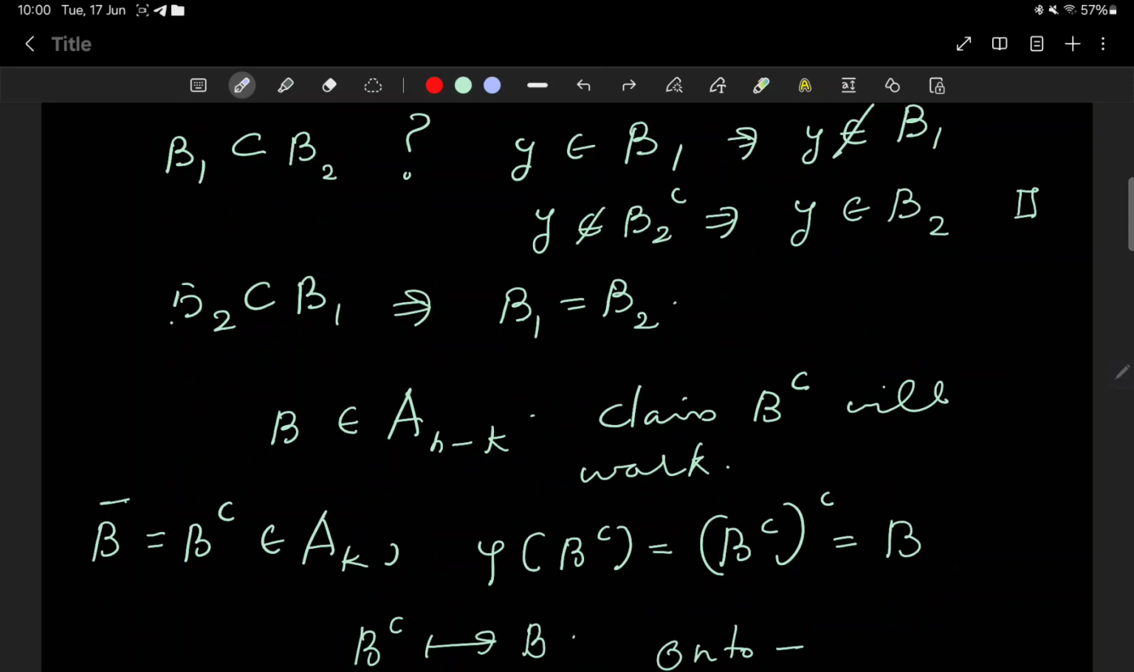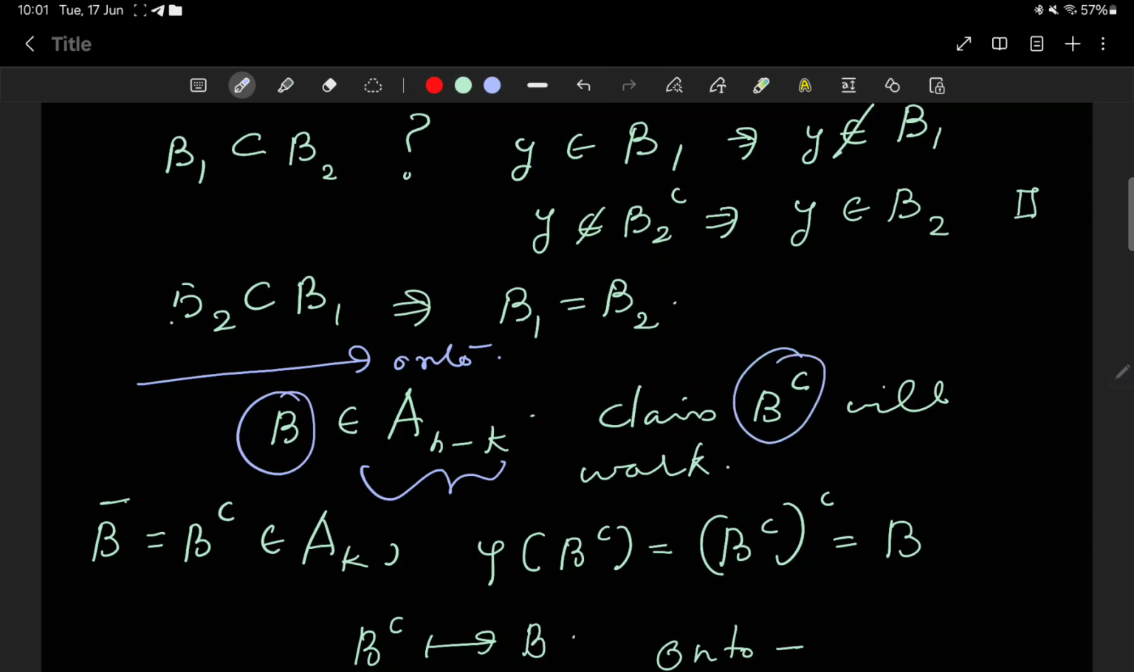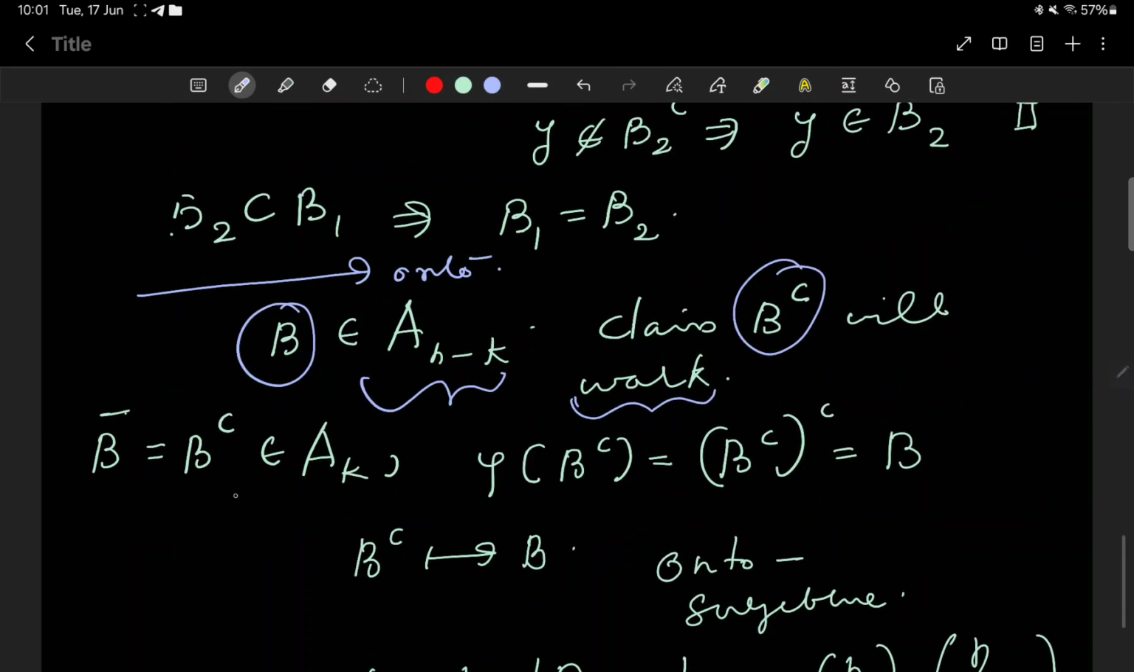So we proved B1 equals B2. That means phi of B1 equal to phi of B2 implies B1 equal to B2. That definitely tells you that phi is an injective function. Now we have to prove the ontoness. For that, I take one element B from A_(n minus k), and I claim that B complement will work. What do you mean by that? If B contains n minus k elements, definitely B complement contains k elements. So it is a member of A_k.